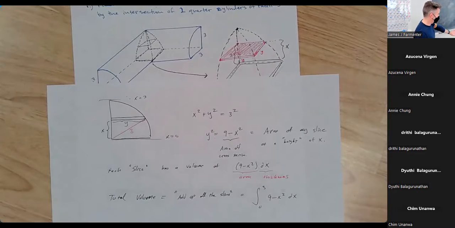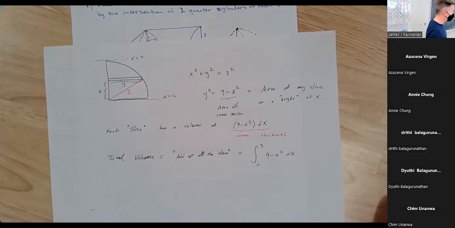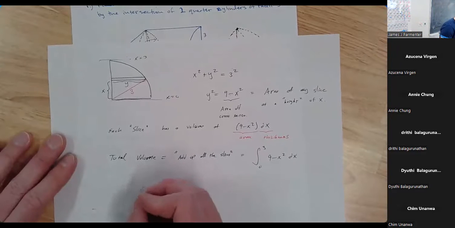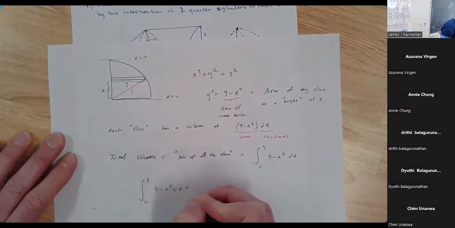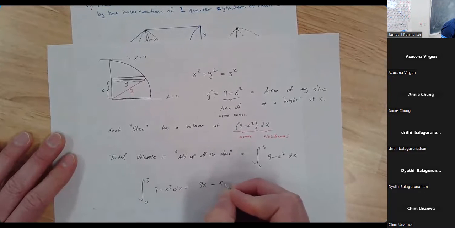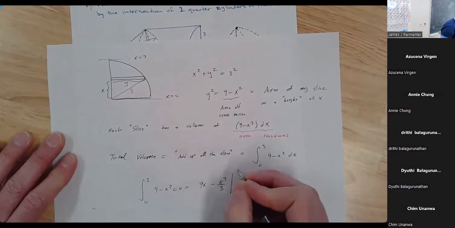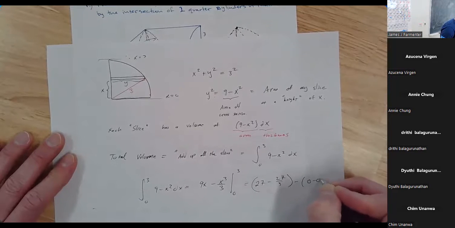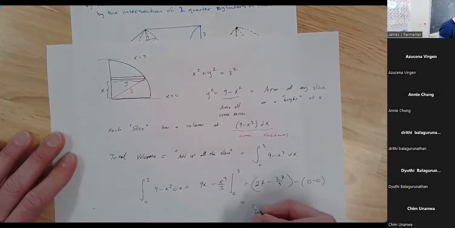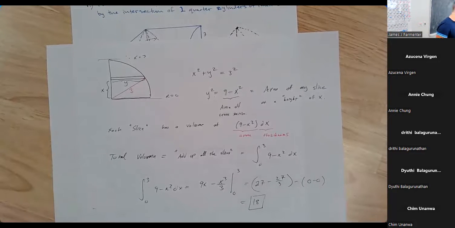So what I want to point out here is that the setup is the harder part. This integral is not hard to do. We can definitely do the integral from 0 to 3 of 9 minus x squared and get 9x minus x cubed over 3 from 0 to 3, and plug in 3 and get 27 minus 27 thirds, and plug in 0 and get 0 minus 0. And that's going to be 27 minus 9, which is 18. Actually calculating that is not that challenging, but setting it up is the hard part, I think.